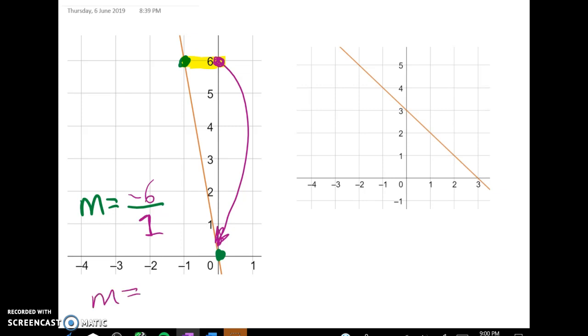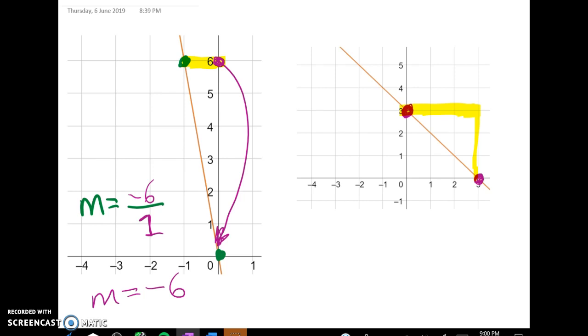So m is equal to -6 over 1, which is just plain old -6. Right, let's look at this next one. Well, this is interesting. I've got a blobby point here at 3, and I've got another one here at 3 as well. So we're going out 3 to get to here, and we're going down 3.